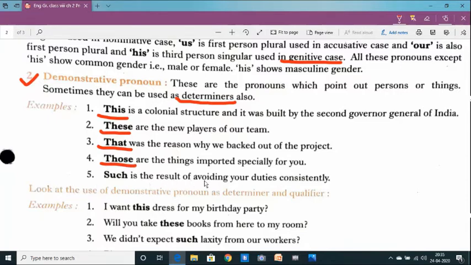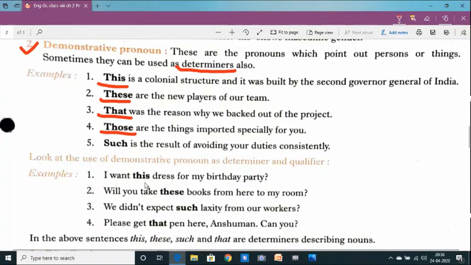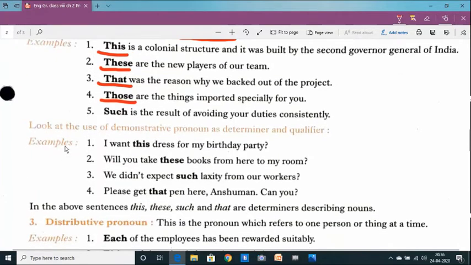Such is the result of avoiding your duties consistently. Look at the use of demonstrative pronouns as determiners and qualifiers.